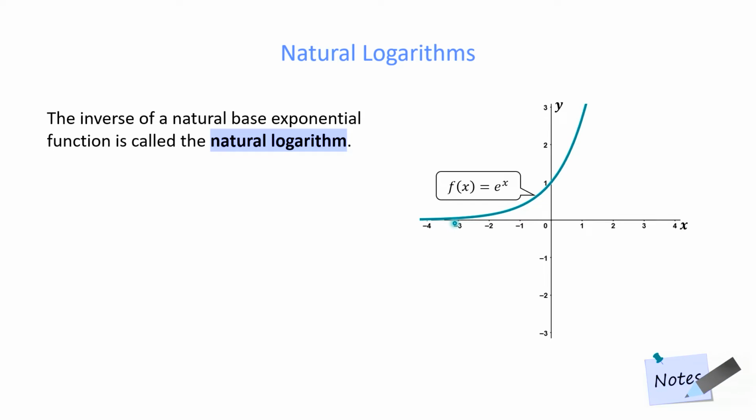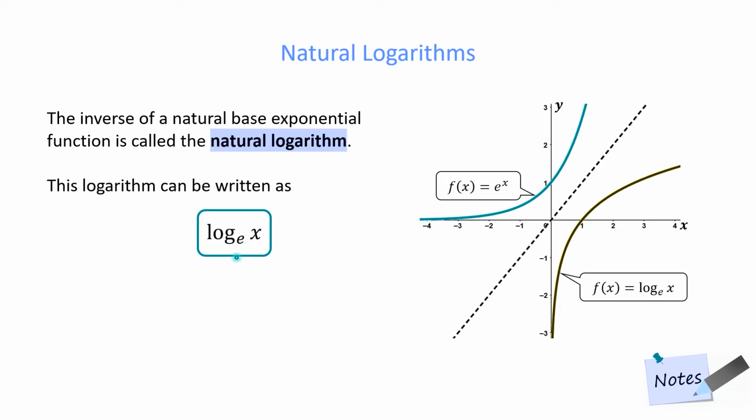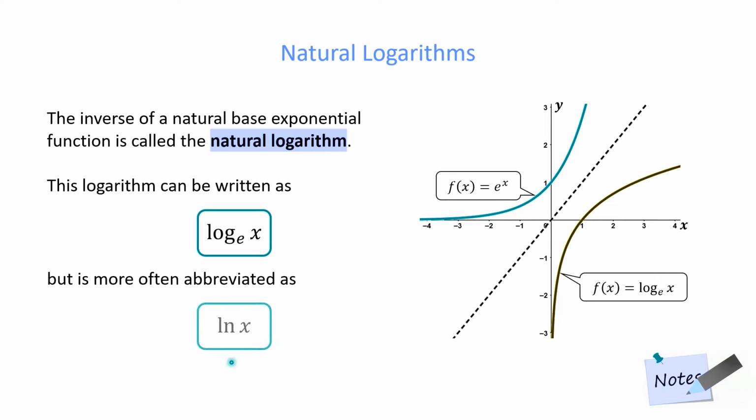So over here we have the graph of an exponential function which has a natural base e. Now we can see this is a continuous graph and it's a one-to-one function, so therefore it has an inverse function. So we can reflect this in the line y equals x to give us this inverse function here, which we call the natural logarithm. Now this logarithm is often written as log base e of x, or we could pronounce it as the natural log of x. However, it's more often abbreviated as ln x. We still pronounce this as the natural log of x.